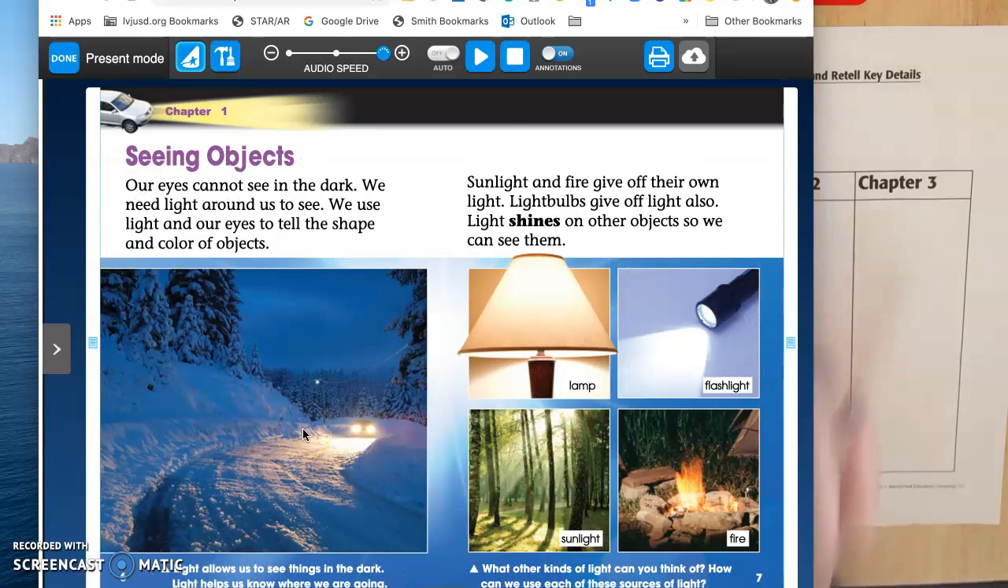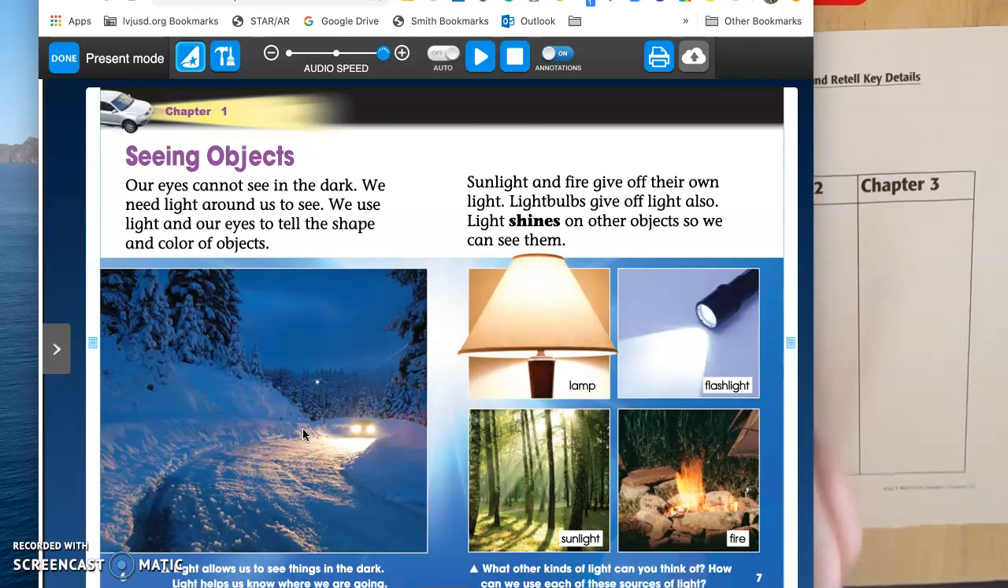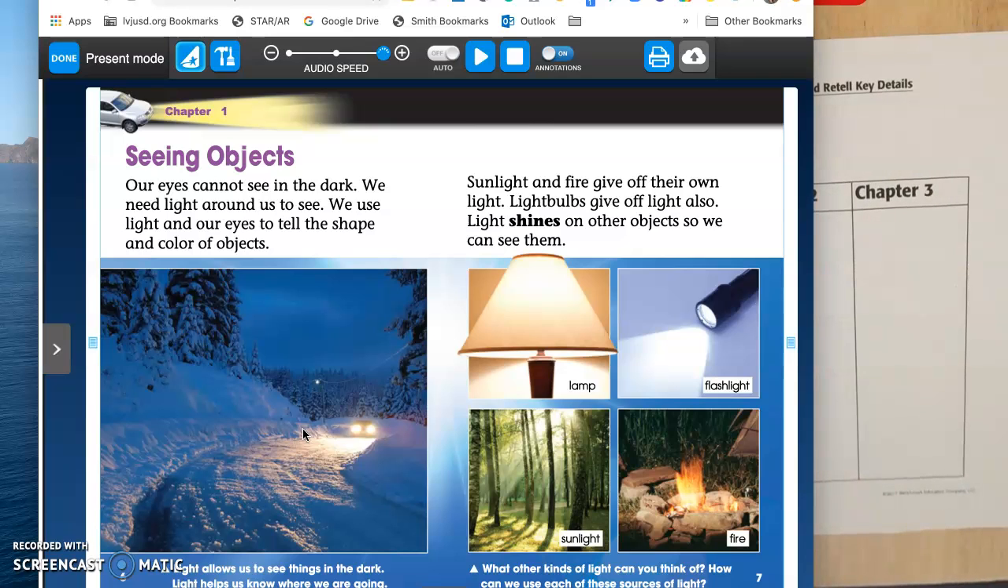So now think about a sentence that you could write telling what you think was the important part of chapter 1. Think about what the title was. The title is Seeing Objects. What helps us see objects? Our eyes and light, right? So let's write that. We use light and eyes to see. Okay, and then can you write some examples of ways that we get light? Go ahead and list the examples that we learned about.